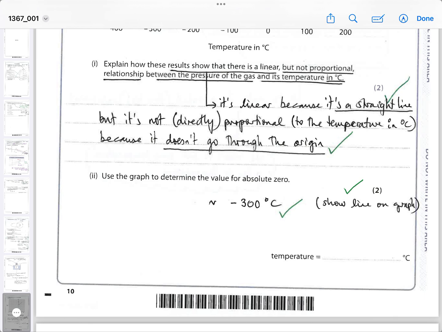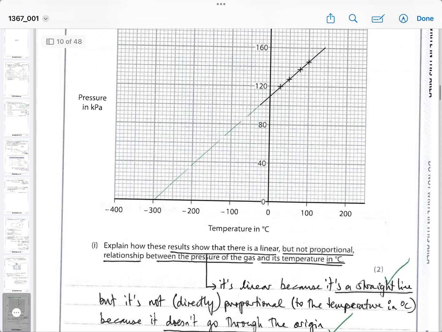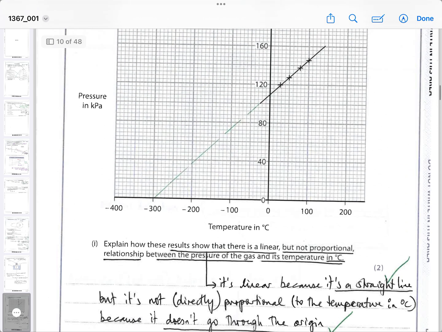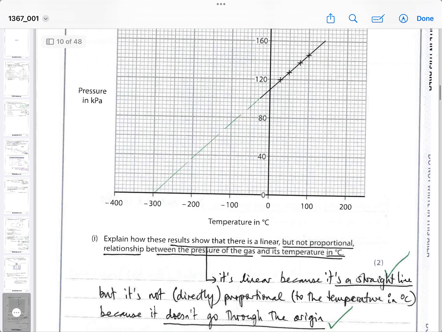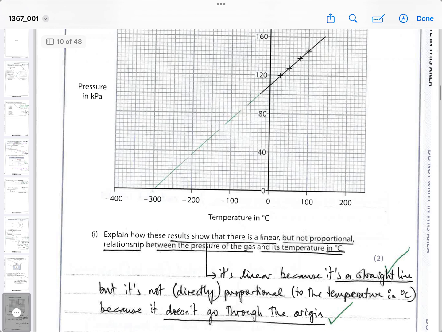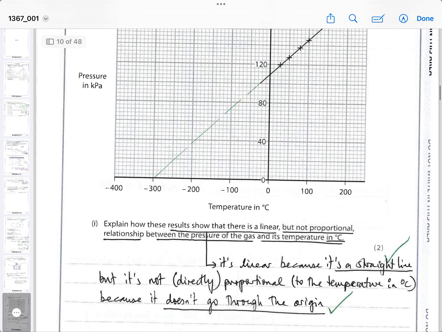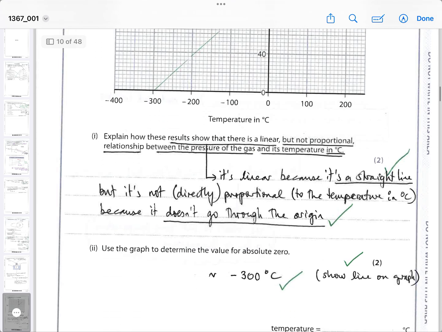Well, in this graph, when you show your line on the graph, you get 1 mark. So I get 1 for drawing the line on the graph the way I have, and 1 mark for not cheating. They don't want you to pretend that it's going to minus 273. They want you to draw the line all the way through and see where it comes out. And it comes out just below minus 300.